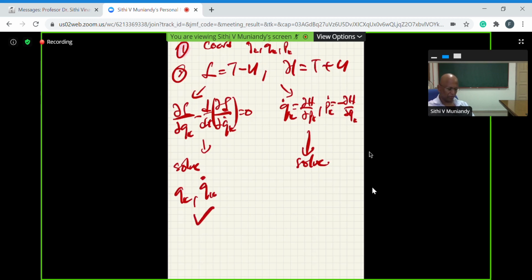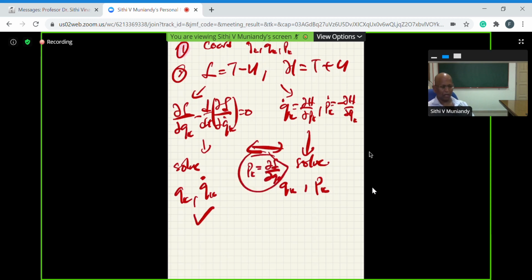And then you solve this also: you have qk, you solve and you get the pk. So these two are connected. These are equivalent representations, so you can actually determine pk from the Lagrangian and qk.